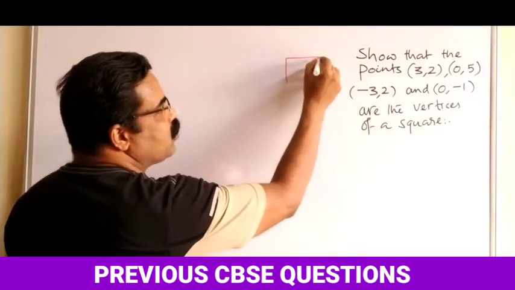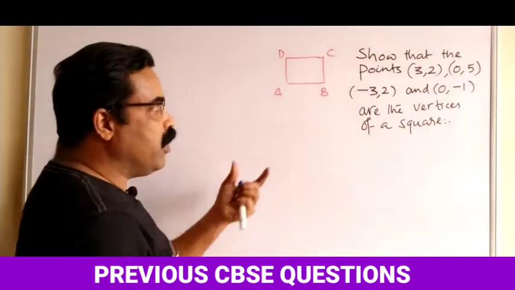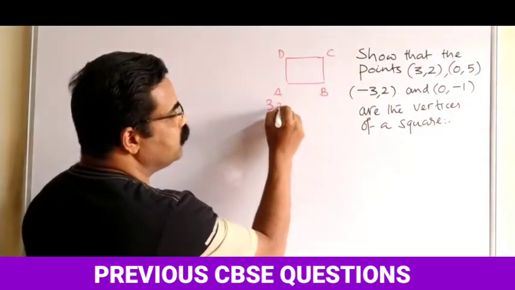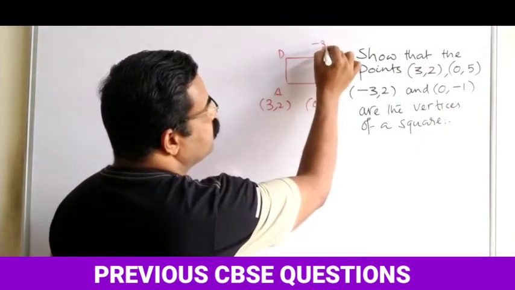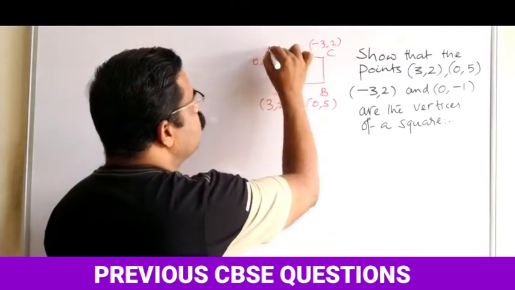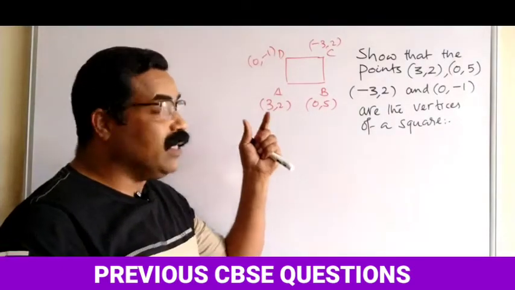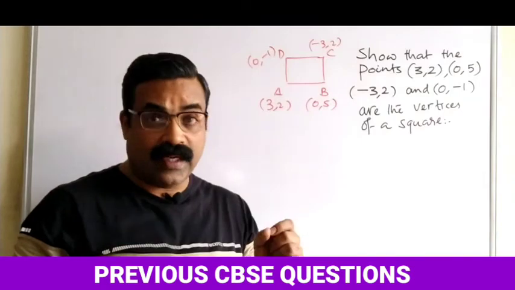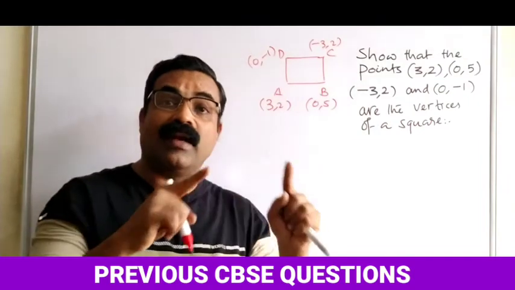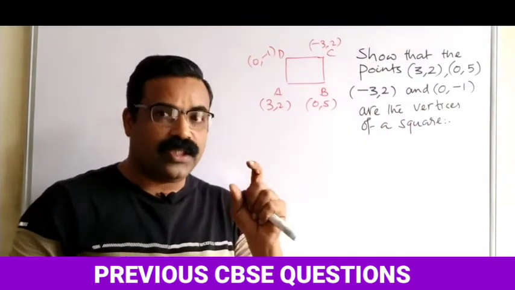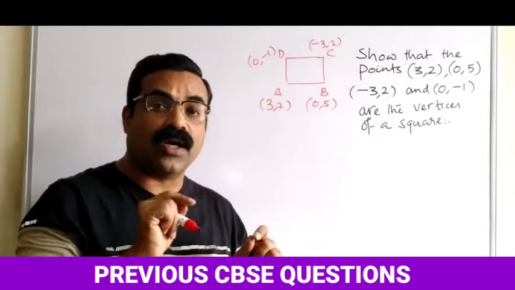So when we draw a square ABCD and we take these points in order (3, 2), then (0, 5), (-3, 2) and (0, -1). These are the vertices of the square. We need to show that it is a square. For a square, we need to prove that all four sides are equal and their diagonals are also equal. These two things you need to prove. All the four sides are equal and diagonals are also equal.